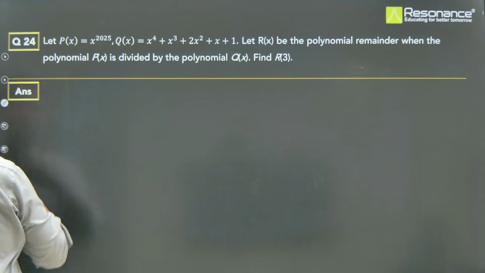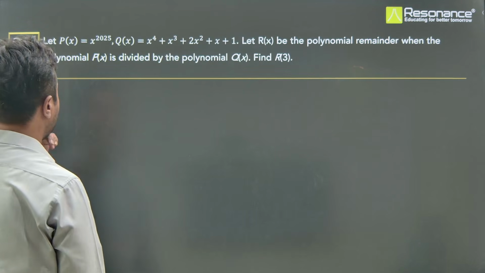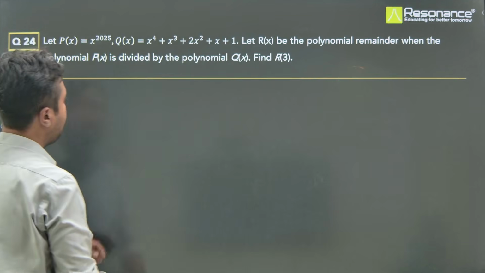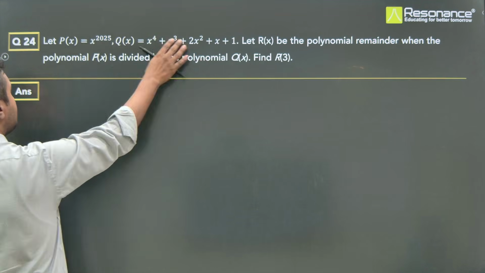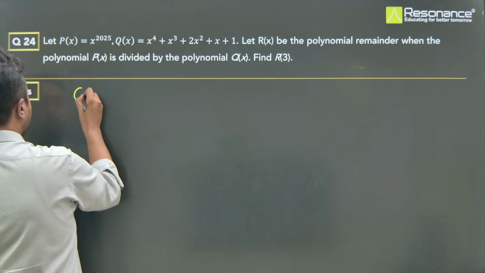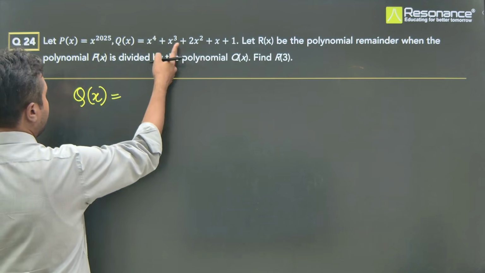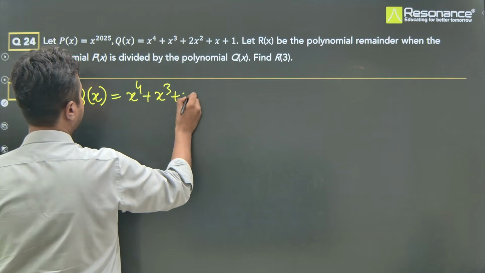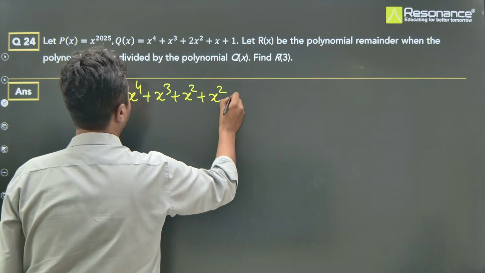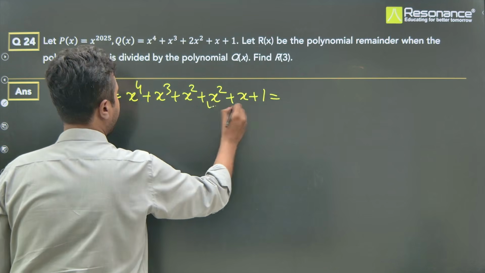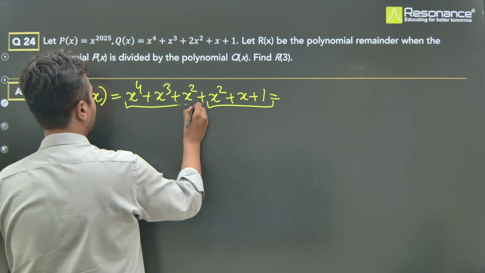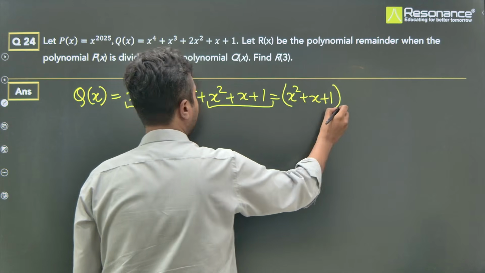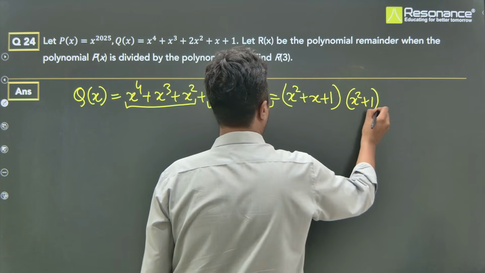The thing is we don't have a lot of time, so that's the problem situation. Okay, so we have a polynomial p of x and then another q of x. You want to divide this by that and work out the remainder. So first we got to factorize this polynomial over here, which you can do by just splitting the middle term, x square plus x square plus x plus 1, which is, if you take that common, x square plus x plus 1 taken common into x square plus 1.